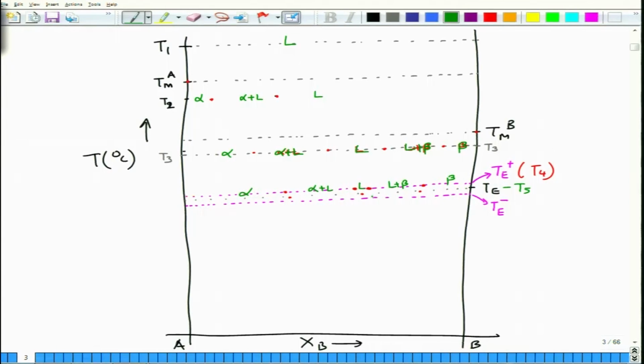alpha, alpha plus liquid, liquid, and then when we go to T6, which is this temperature, alpha and beta have shifted a little bit here. So what you have is alpha, beta, and you have alpha plus beta, and here you had alpha, alpha plus liquid, liquid here, liquid plus beta and beta. Now let us try to connect the dots.